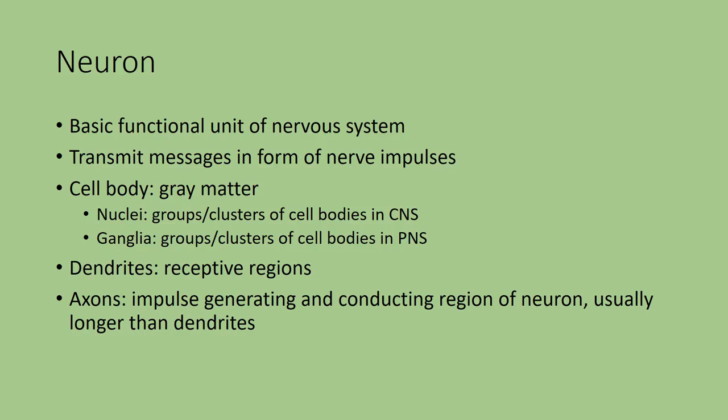Now you'll notice that when we talk about the nervous system, we often will give different terms or names to things. So where you have a group or a cluster of cell bodies in the central nervous system, it would be called nuclei. Groups and clusters of cell bodies in the peripheral nervous system is going to be known as ganglia. The dendrites are the areas on the neuron that do receive the electrical impulse from other neurons. And then the axons, that is where it's going to be sending that charge away from the cell body. They're typically longer than the dendrites.